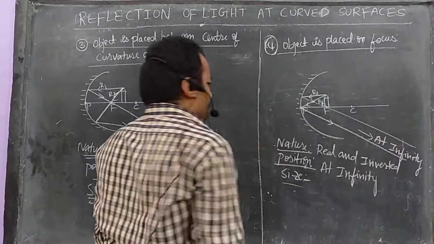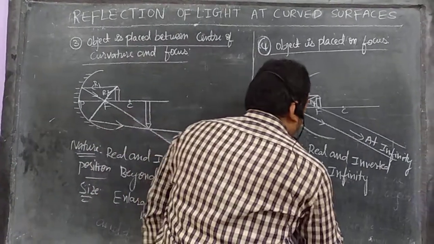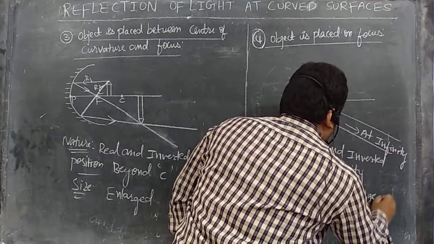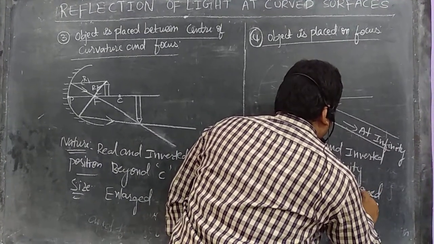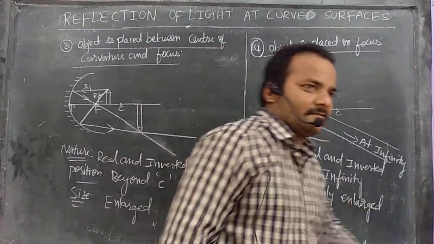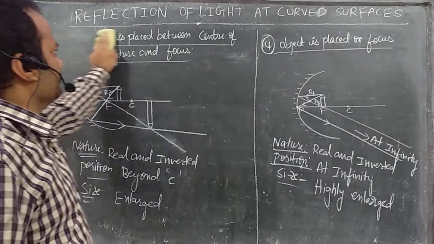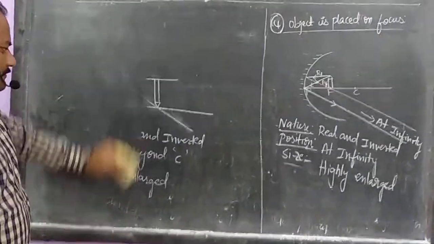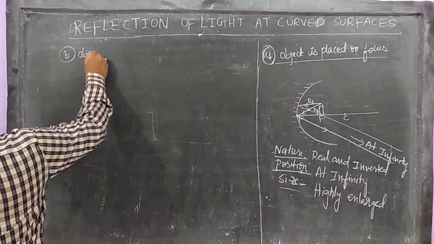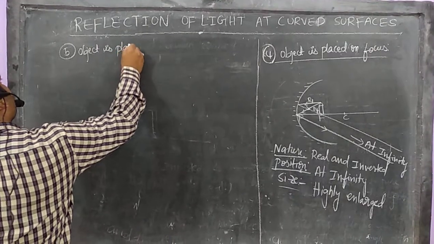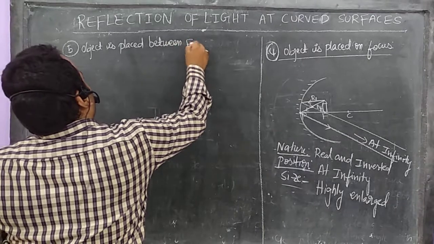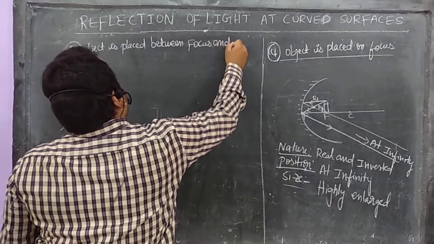Imagine the image, how big it will be if they meet at infinity. Highly enlarged. So we completed our fourth case successfully and we will go for the fifth case, the last one, to complete our diagrams. Now, the last case is: the object is placed between focus and pole.